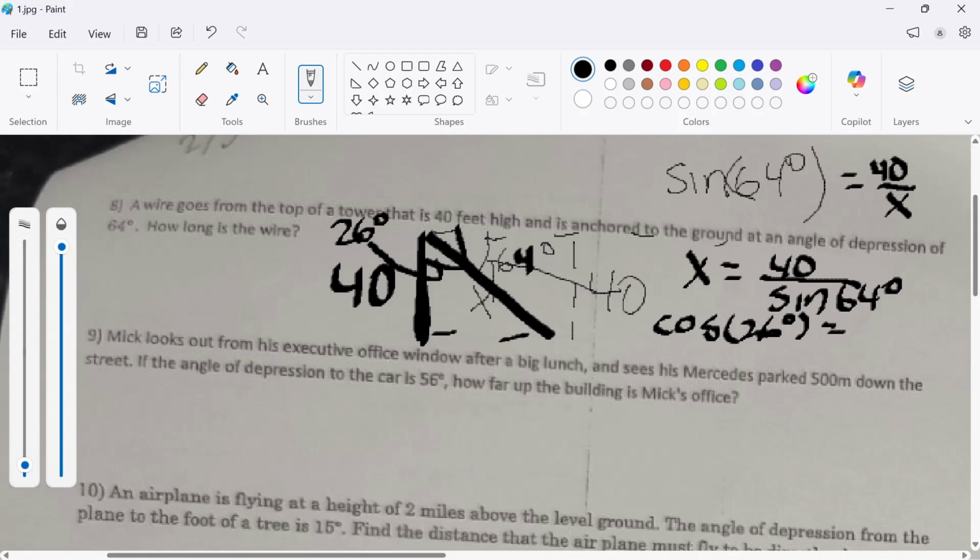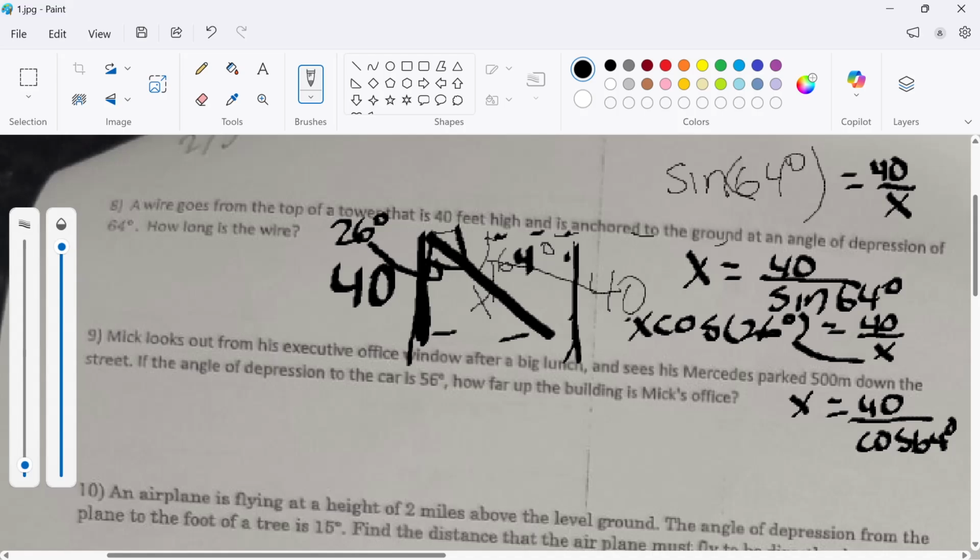equals 40 over x. Then I'm going to multiply both sides by x and divide both sides by cosine 26. I don't have enough room, so I'll write it down here. x is going to multiply up here, cosine is going to divide. So x equals 40 divided by cosine 26 degrees. And both of those answers agree, whether I make an imaginary triangle to the right and realize that the height is still 40 and I'm still looking for the hypotenuse.